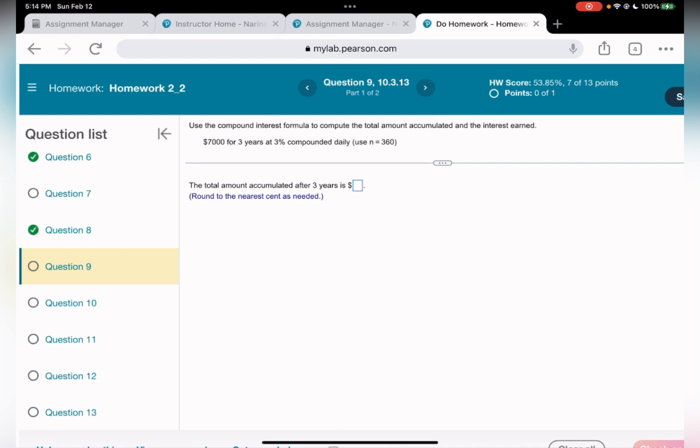Let's see what we have in question number 9. So, use the compound interest. Okay, this is the interesting thing. All this time we were working with simple interest. Now we are going to work with compound interest.